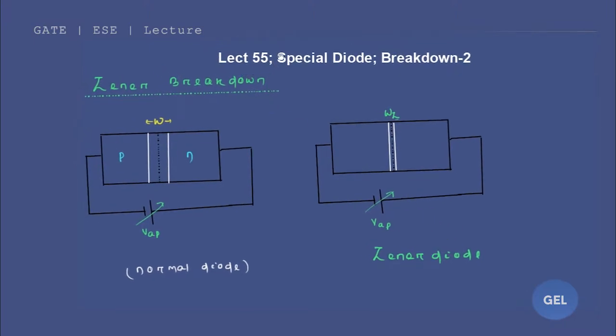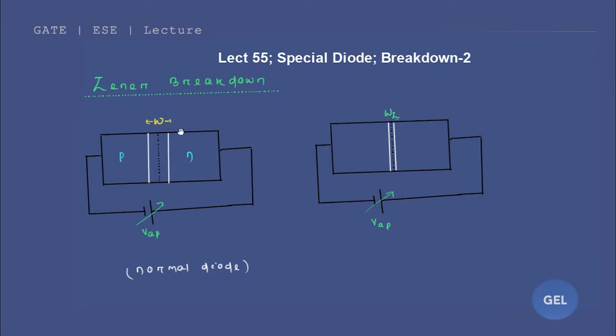We are in lecture number 55 of EDC. Now this is the third module, that is special diode. Now we are getting into the discussion of breakdown. In our first video lecture, we discussed avalanche breakdown. Now in this video lecture, we're going to study Zener breakdown.